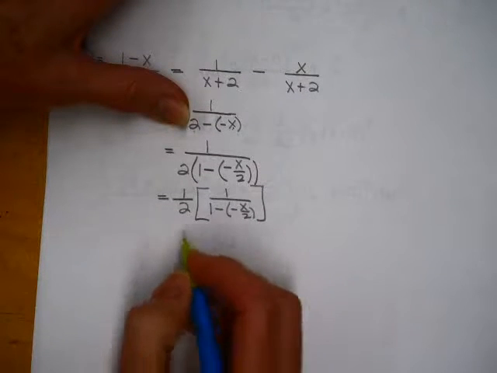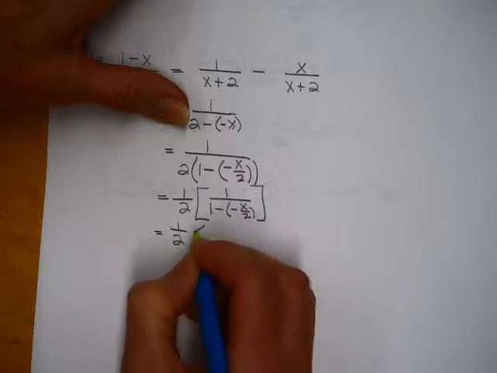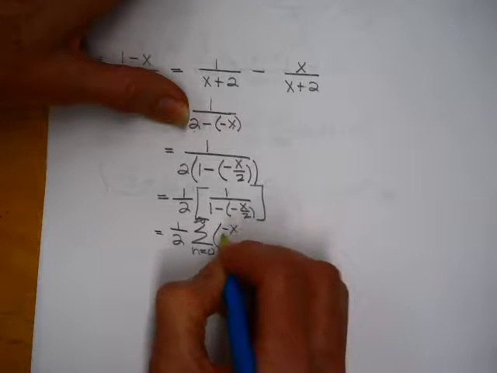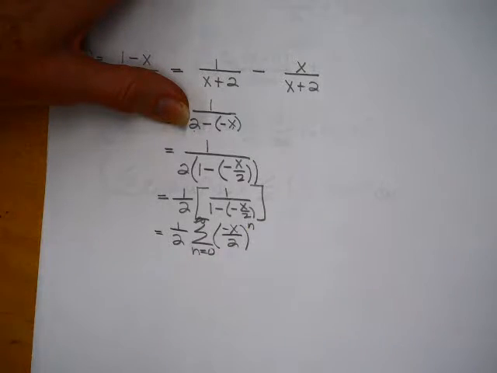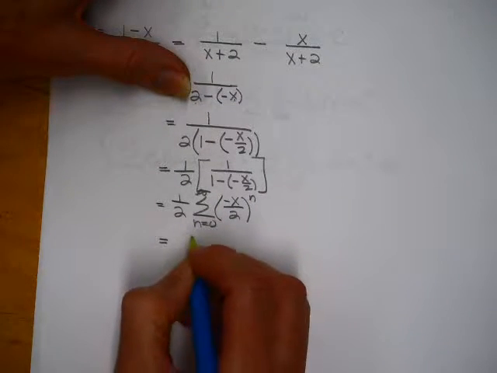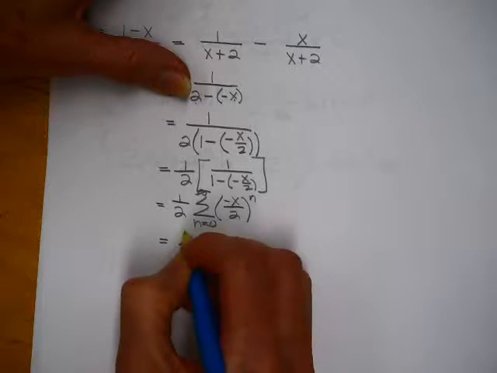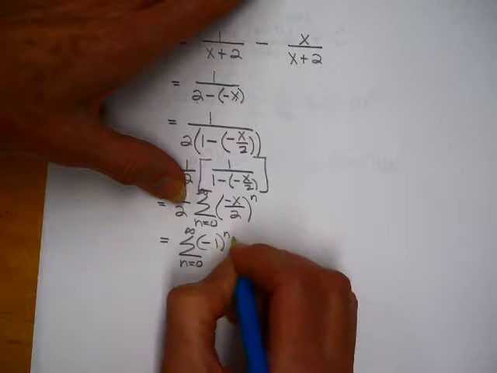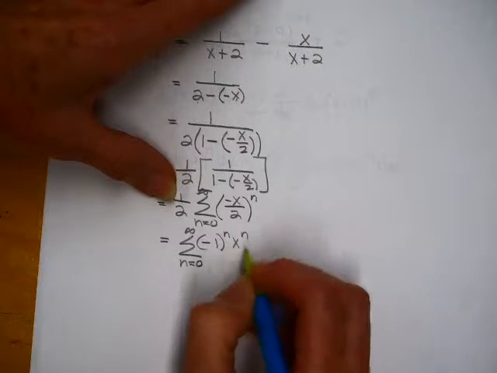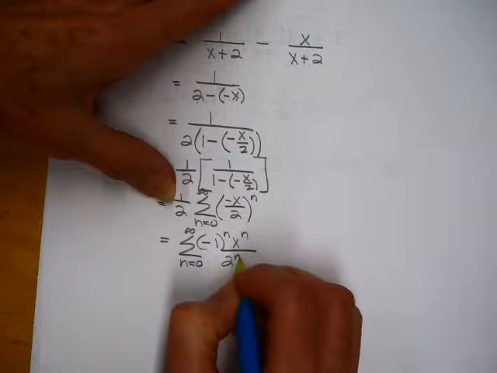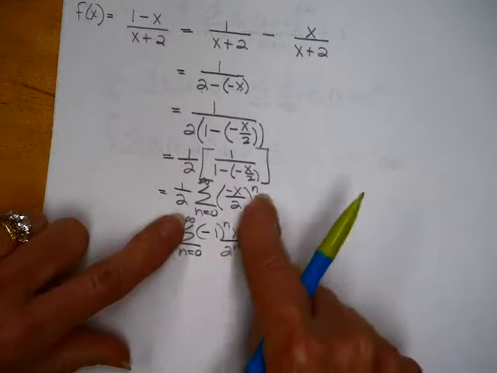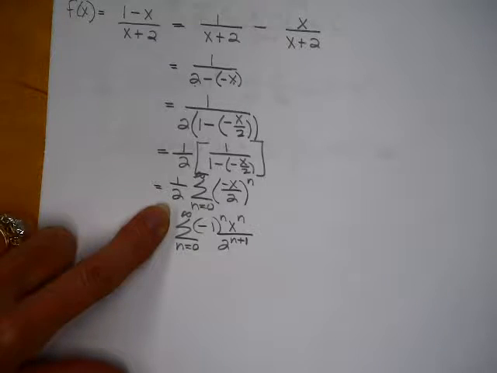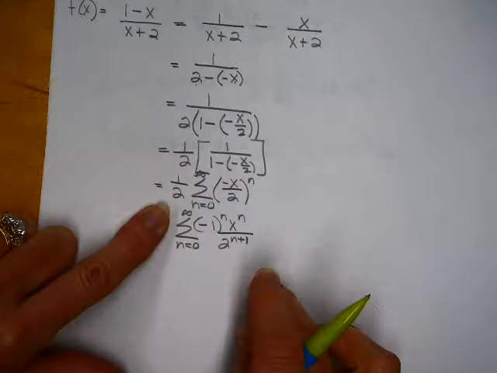The power series for this is 1/2 times the sum from n equals 0 to infinity, negative x over 2 to the nth. When you bring your 2 in, you have n equals 0 to infinity, negative 1 to the nth, x to the nth, divided by 2 to the n plus 1, because you've got 2 to the n and you've got this 2. So that's half of the problem.